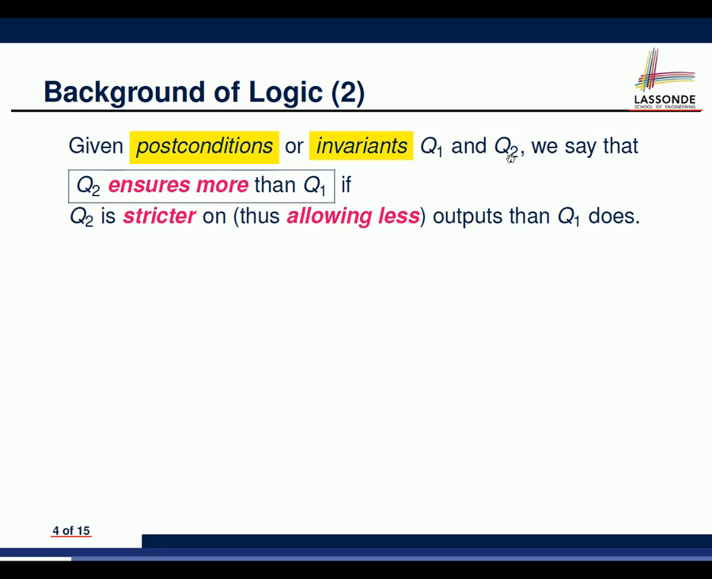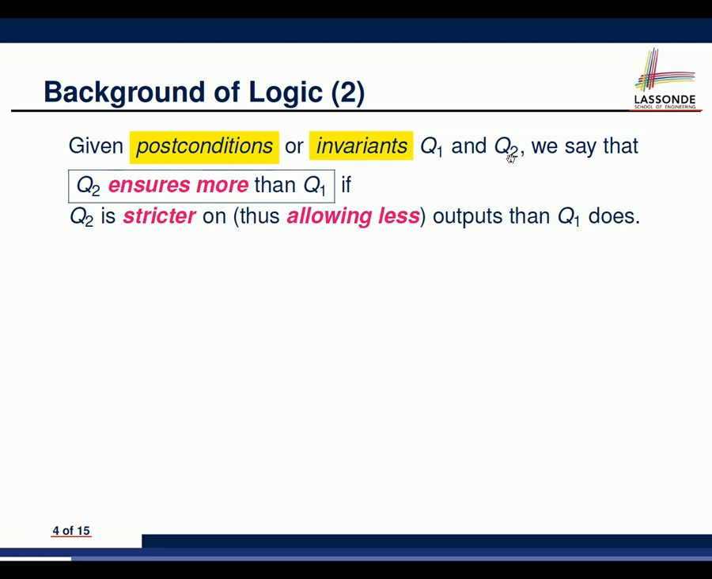Make sense? So now, how do I formulate this in terms of sets? If I say Q2 is ensuring more than Q1, will the corresponding set for Q2 be a subset of the corresponding set of Q1 or vice versa?